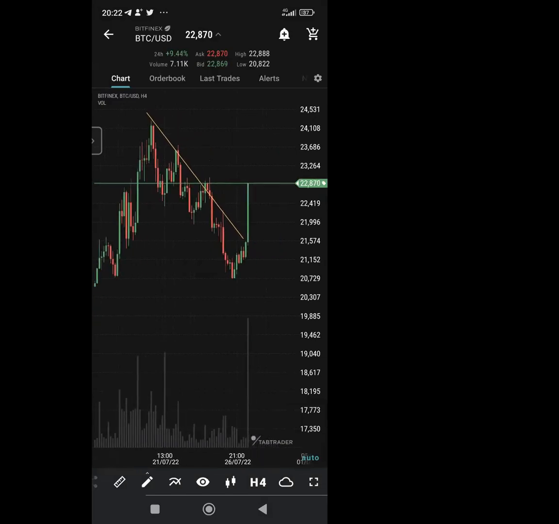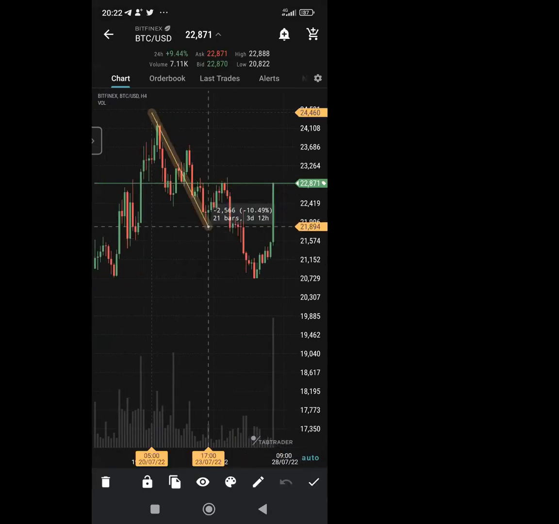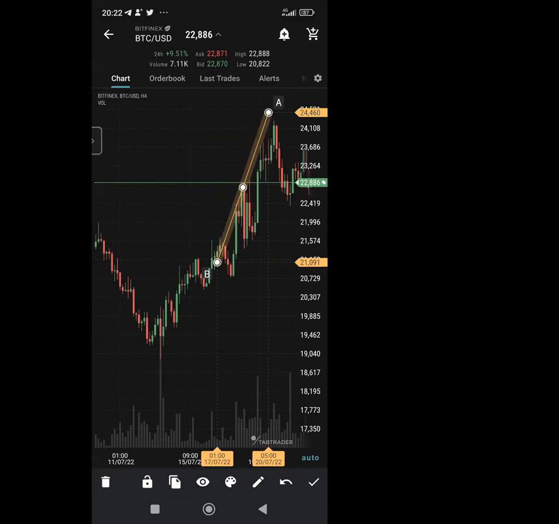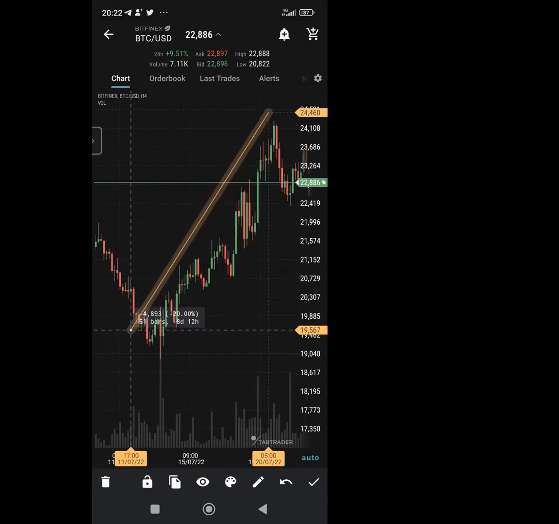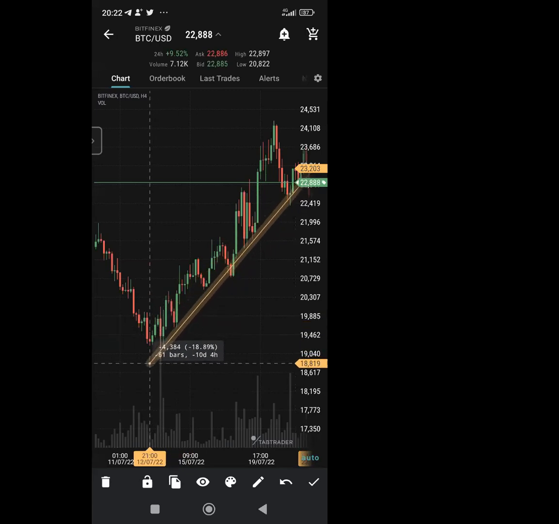So when you see a trend like this, when it's going down, it's called a downtrend. When it's going up like this, it's what? Uptrend, right? It's an uptrend. See what I'm doing now? So with this, you can identify what your trend is.